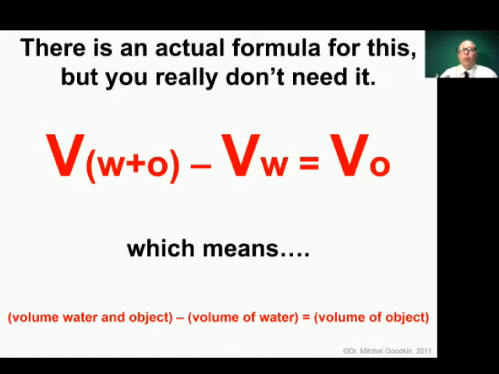So there's an actual formula for this, but you really don't need it. VW plus O minus VW is equal to VO, which means the volume of the water and the object, that's W plus O, minus the volume of the water, which was the original volume of the water, is equal to the volume of the object. So there is a formula for this, but you tend not to need it.